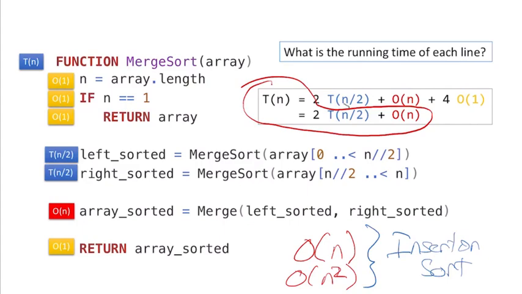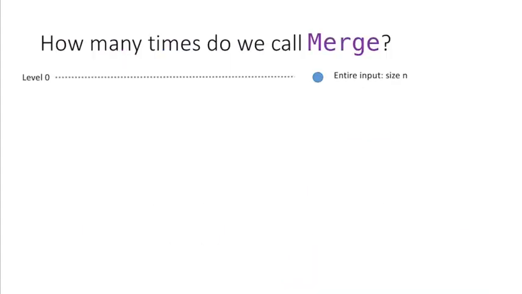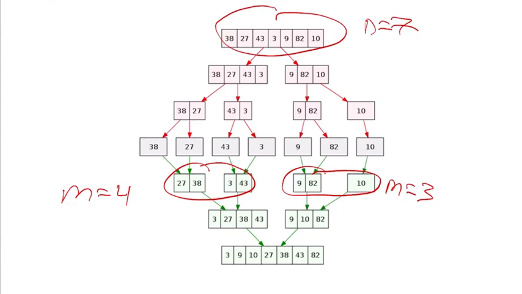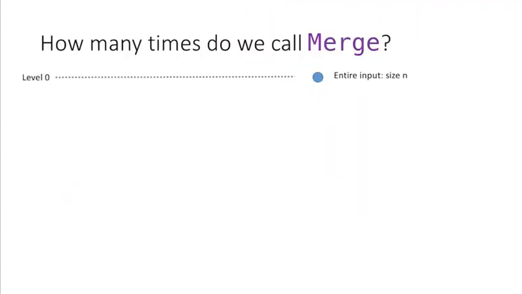We need to figure out exactly how much work this t of n over 2 bit is. So to do that, like we discussed a couple slides back, we need to know how many times we call merge and what the size of each merge is. To figure that out, we're going to look at our problem in a slightly different way. We're going to look at it like this, but a little more abstracted. This is sort of a call tree, and we are going to look at something called a recursion tree.